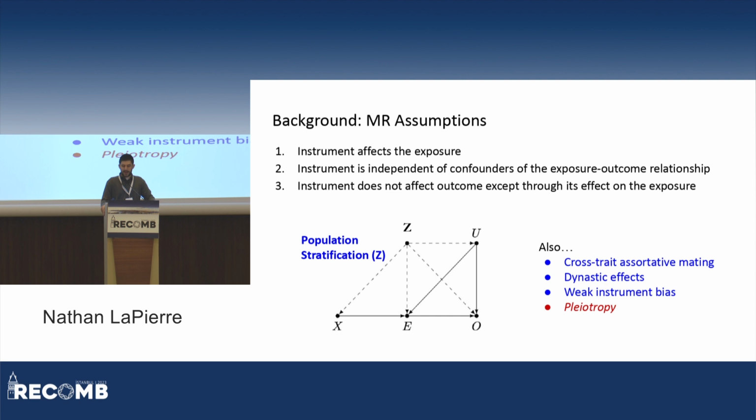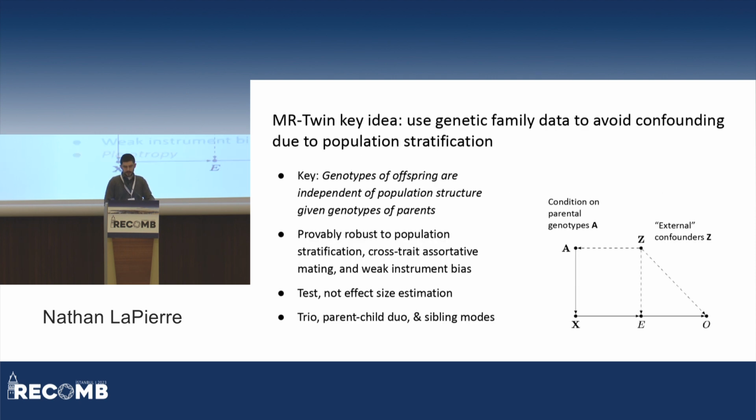But even if you don't believe that, there are other things that can cause problems, like cross-trait assortative mating and weak instrument bias, which I won't have time to talk about, but our method is also robust to those. Another big issue is pleiotropy, which is something we don't cover. Okay, so now getting to what we actually do.